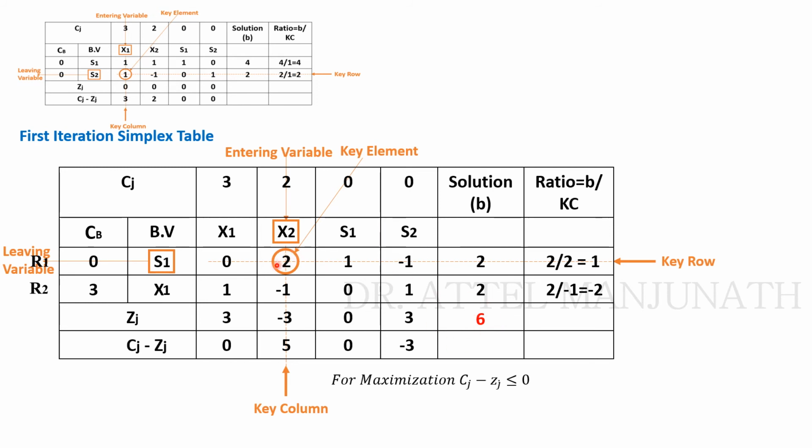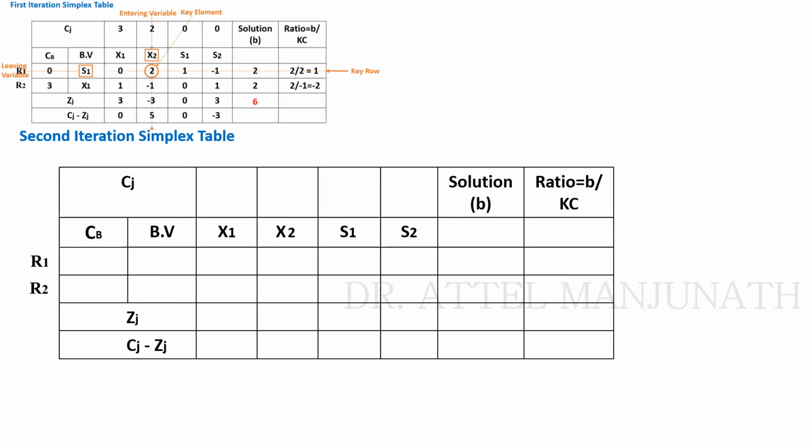So now taking the key element as this one, you need to go for the next iteration, calculating by introducing x2 in place of s1 as the entering variable, and we need to calculate the second iteration table. So for the second iteration we need to consider the first iteration table, and here the key element is 2. So now convert this key element 2 into 1 in the next iteration table.